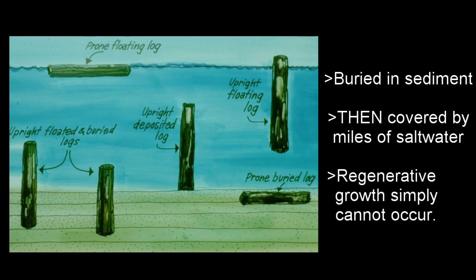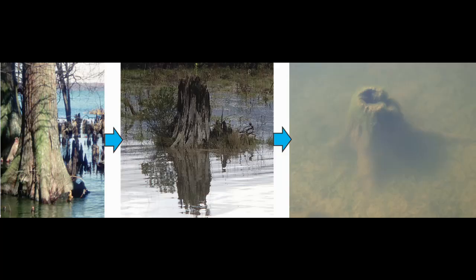This regenerative growth is physically impossible in the context of a global flood, as plants would have been covered by miles of water even if they managed to get out of the sediment they were buried in. So how were these fossils buried in place then? Well, the conditions that lead to polystrate fossils are actually very well understood.